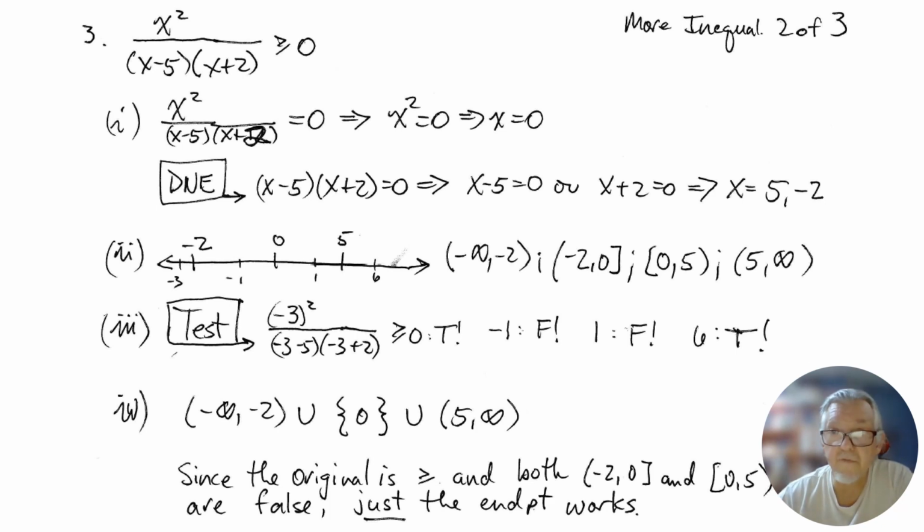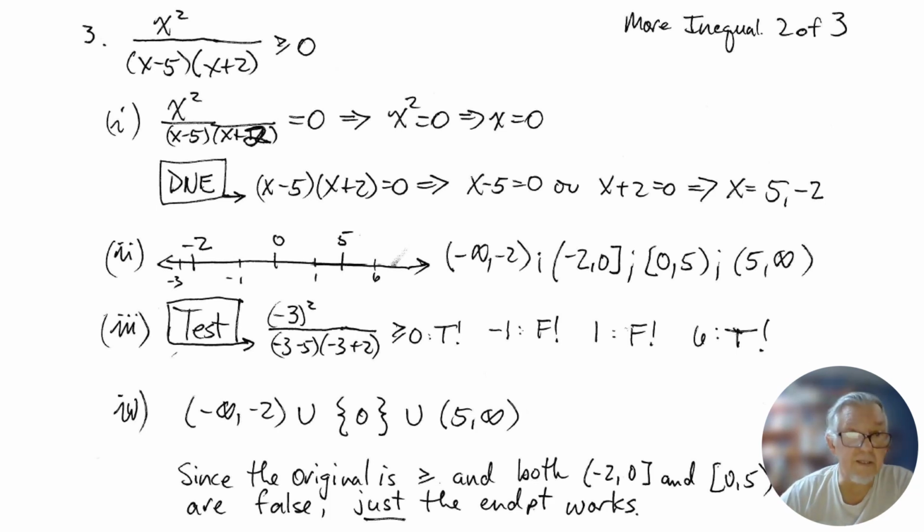So here I have -2, parentheses, 0, bracket, 5 does not exist, parentheses. Okay, so my intervals: everything up to -2, between -2 and 0, parentheses, brackets, between 0 and 5, bracket, parentheses, and then from 5 on, parentheses, to infinity.